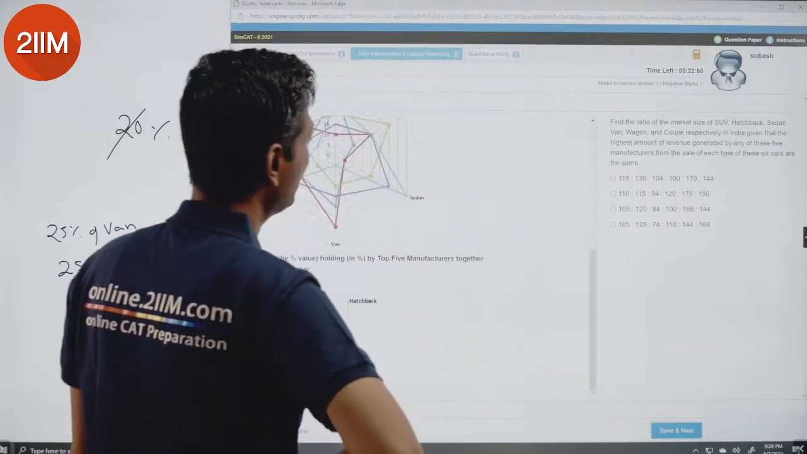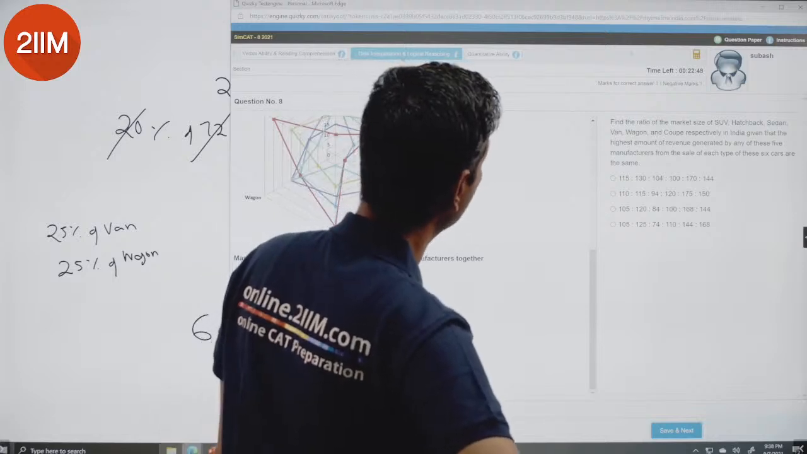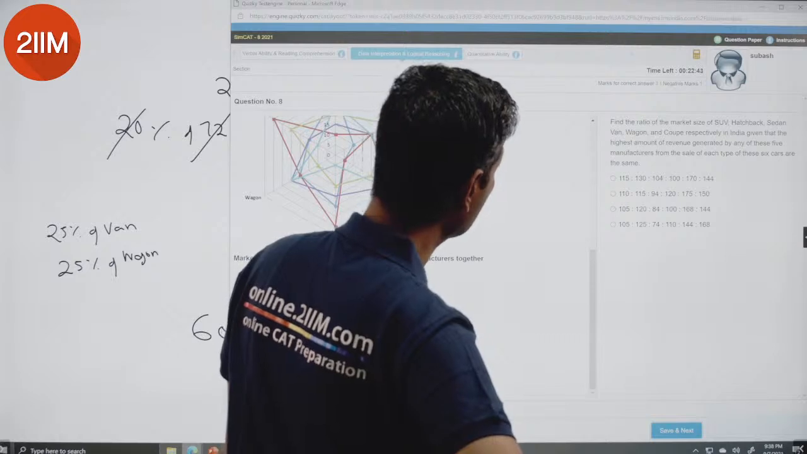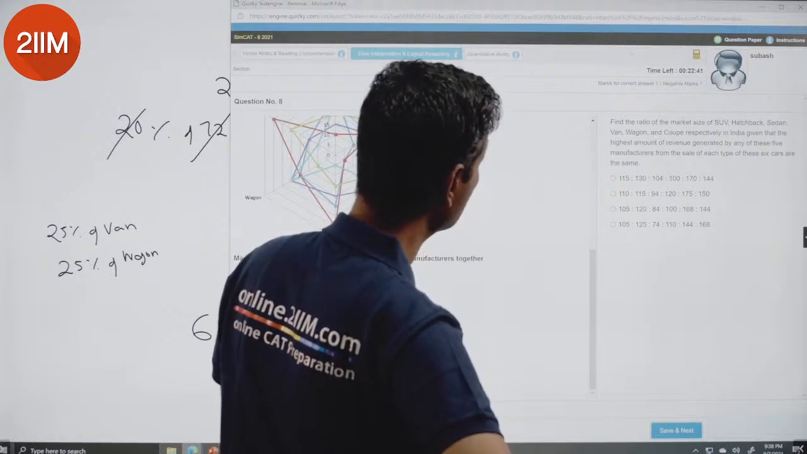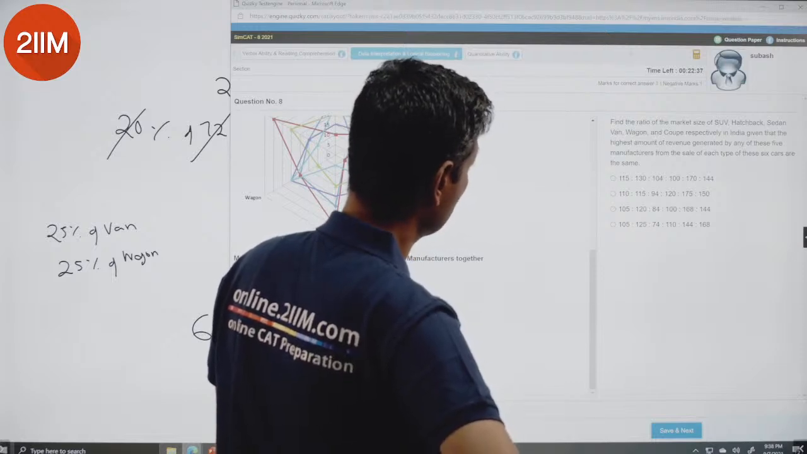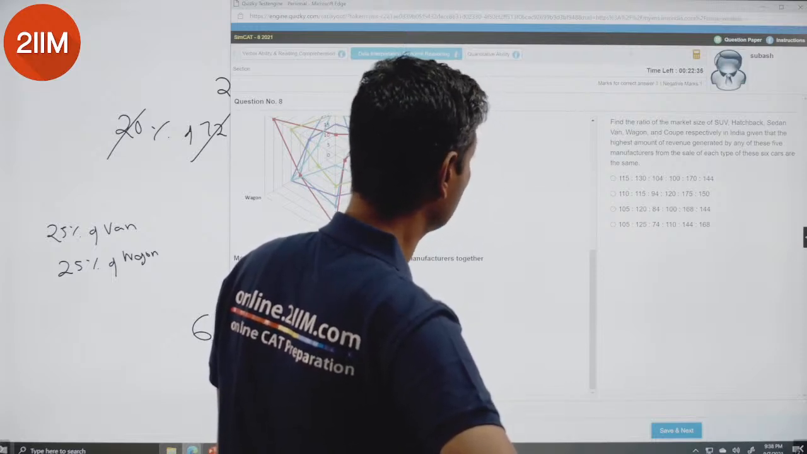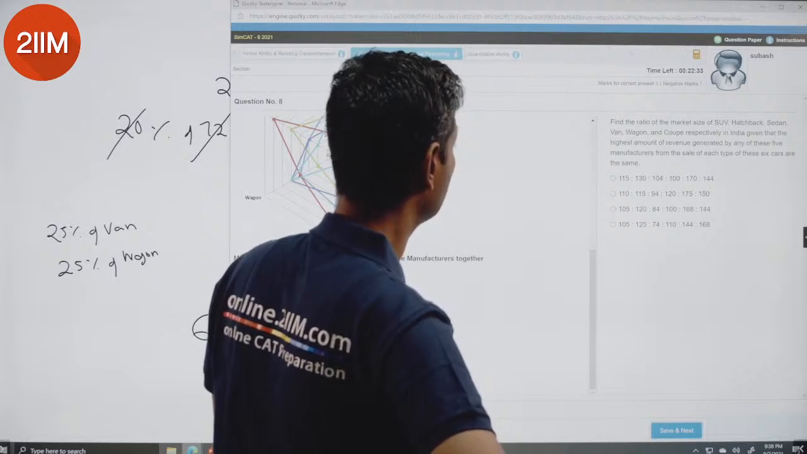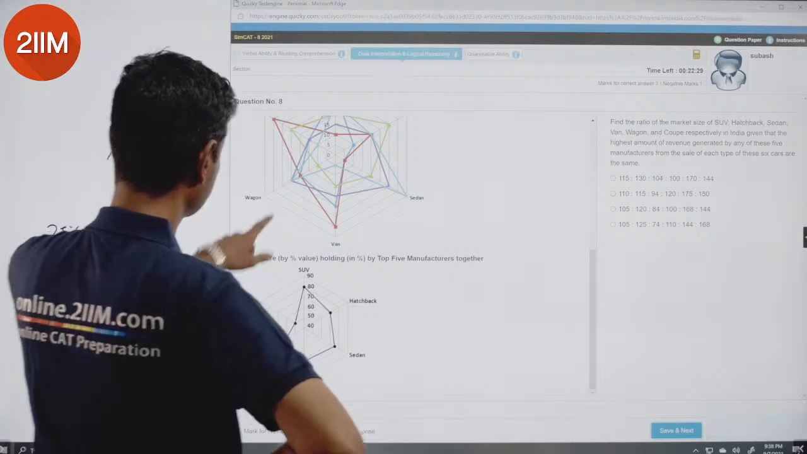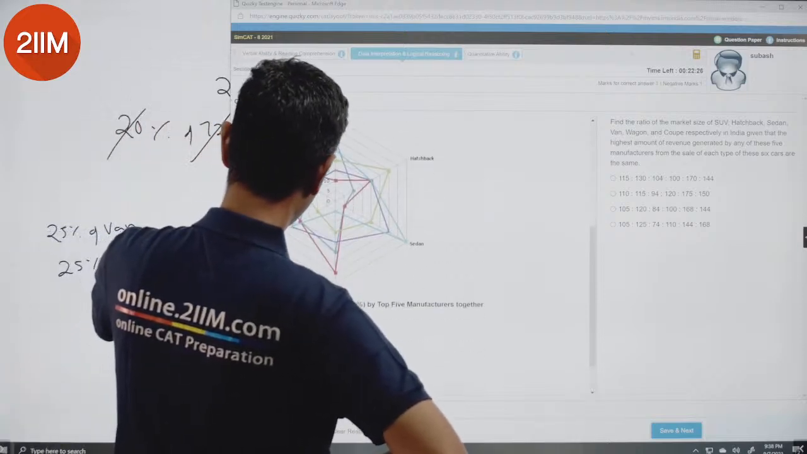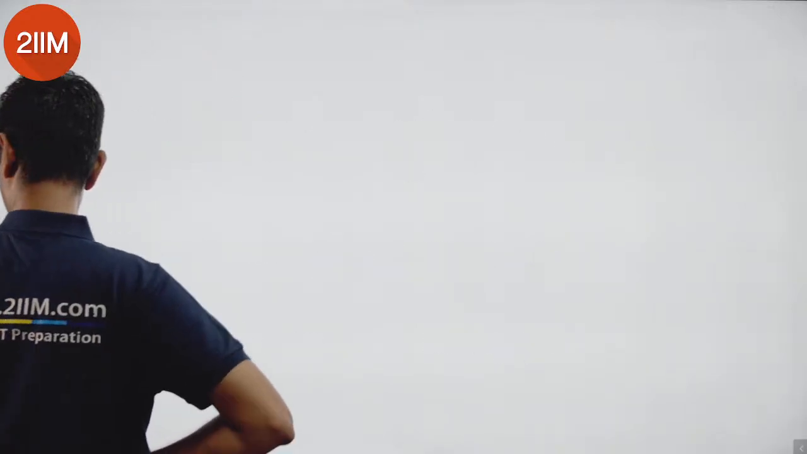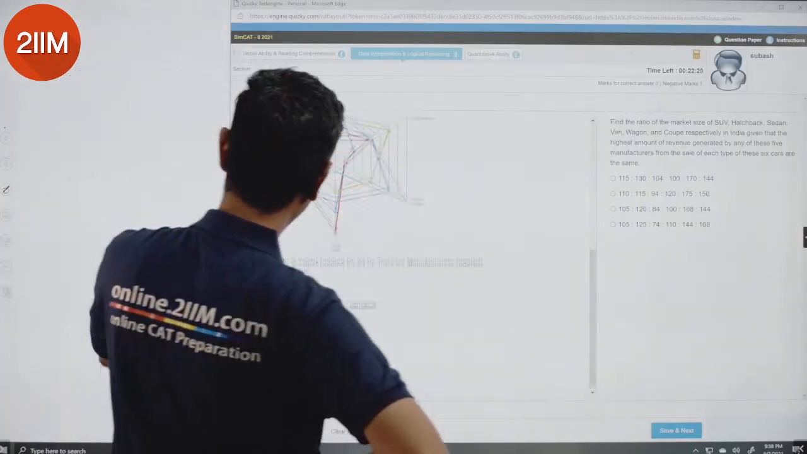The ratio of market size of SUV, hatchback, sedan, van, wagon are given that the highest amount of revenue, find the ratio, highest amount of revenue generated by any of these 5 manufacturers from the sale of each type of these 6 cars are the same. Let's do this. This is possible, even though I'm a little tired.